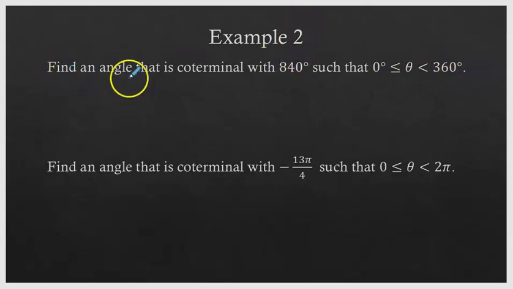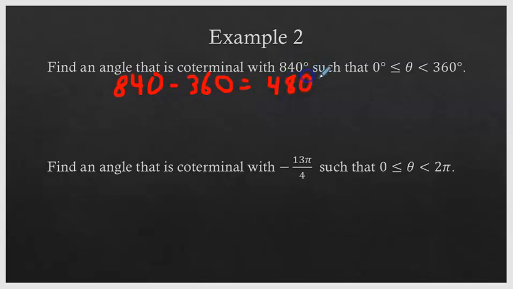If I give you an angle that's too big, 840 is definitely bigger than 360, so it's too big to be in between these two numbers. If it was too small, it would be a negative number. So when it's too big, subtract 360. If you type 840 minus 360 into your calculator, you get 480.